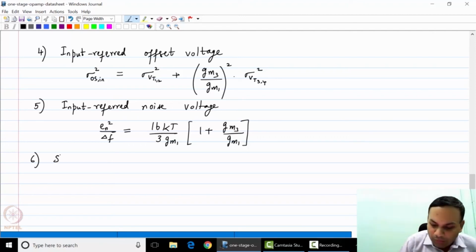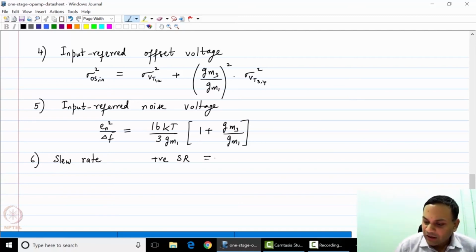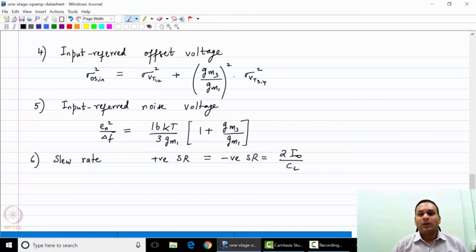The next important parameter is the slew rate of the op-amp. For this particular op-amp, the positive slew rate is equal to the negative slew rate, which is equal to 2 I naught over CL, where 2 I naught is the total bias current of the op-amp.